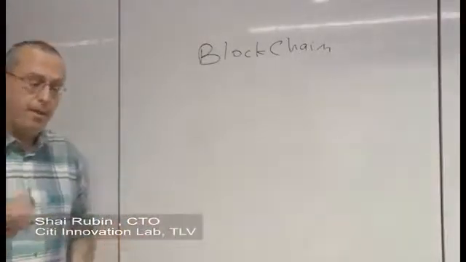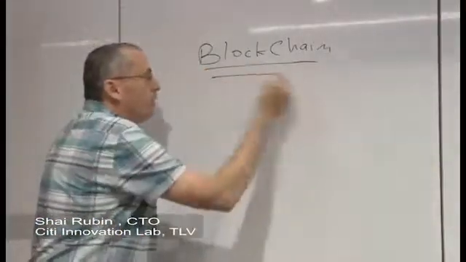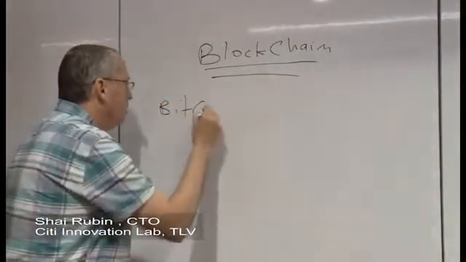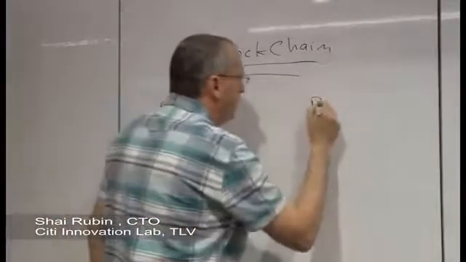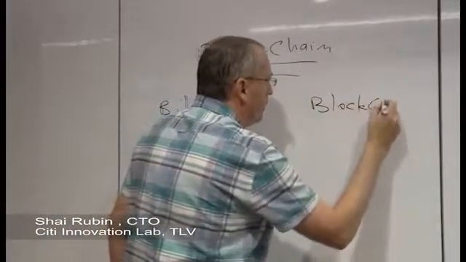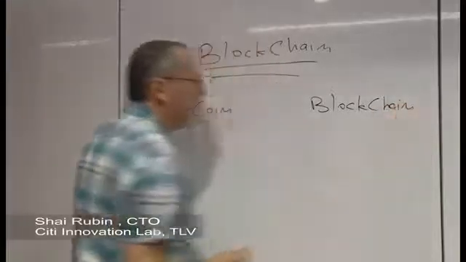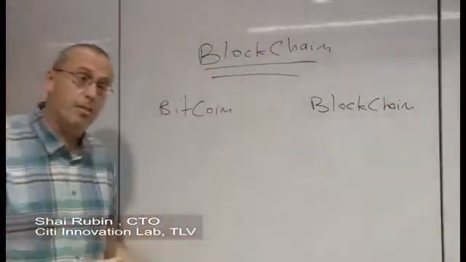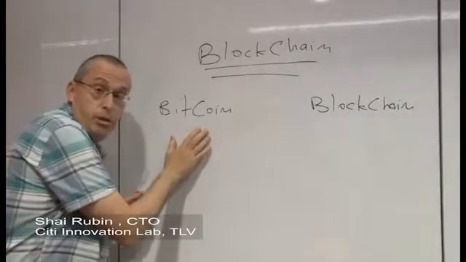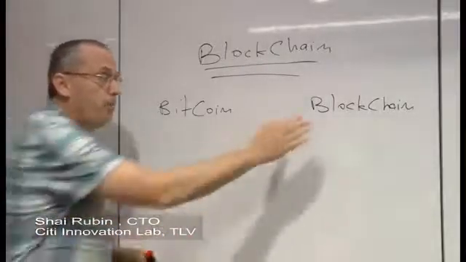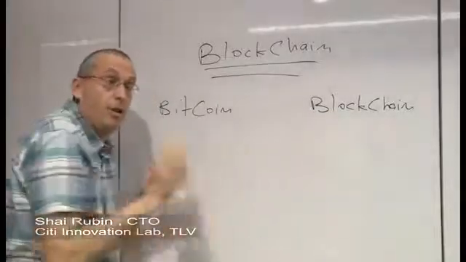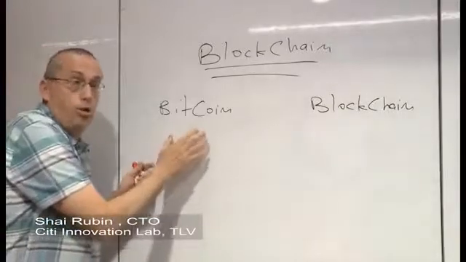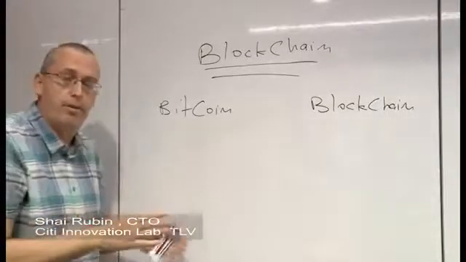Okay, so the first thing that we need to understand are two basic terms: Bitcoin and blockchain. Bitcoin is a digital coin. It's money which is digital. We are not going to talk about this Bitcoin at this talk. We are going to talk about blockchain. Blockchain is technology that enables moving digital coins or assets from one individual to another individual.